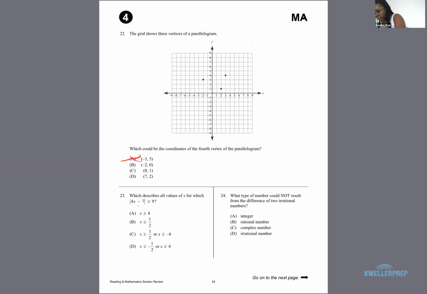So by process of elimination, D has to be the answer. But just to make sure, we'll plug it in. 7, 2. Now this one is a parallelogram because both sides are parallel. These two are parallel to each other, and these two are parallel to each other. They won't cross.